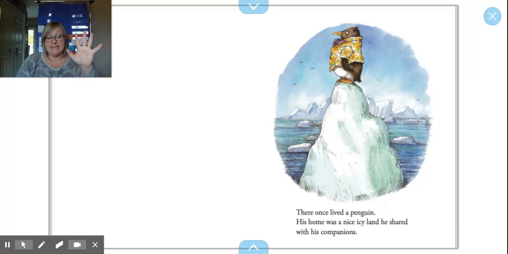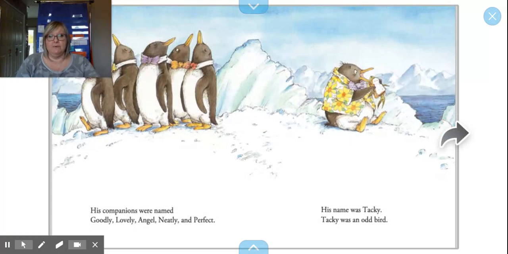All right, let's see if your thinking matches my thinking. I'm thinking that we can tell the story or the character because I already know it's Tacky and he's a penguin. I also learned some more information. I learned that Tacky lives in an icy land. That's the setting of our story. So boy, now I need to think about the beginning, the middle, and the end. Let's read a little more and see if we can think about those parts next.